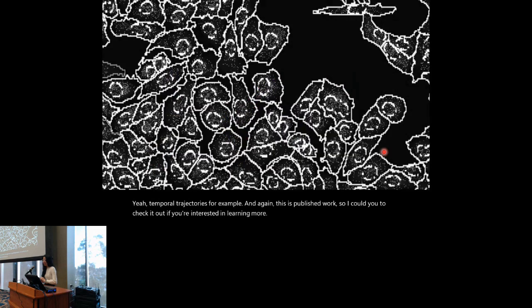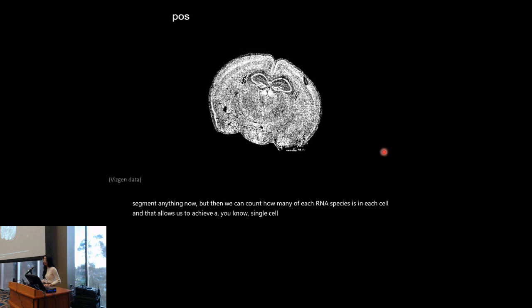But today I'll really try to focus on things more at the cellular level. And as we heard yesterday from Dave Van Valen's group, you can segment these cells out using tools like Mesmer or Cell Segment Anything now. But then we can count how many of each RNA species is in each cell, and that allows us to achieve a single-cell resolution, effectively targeted spatial transcriptomic profiling, where now each point is a single cell.